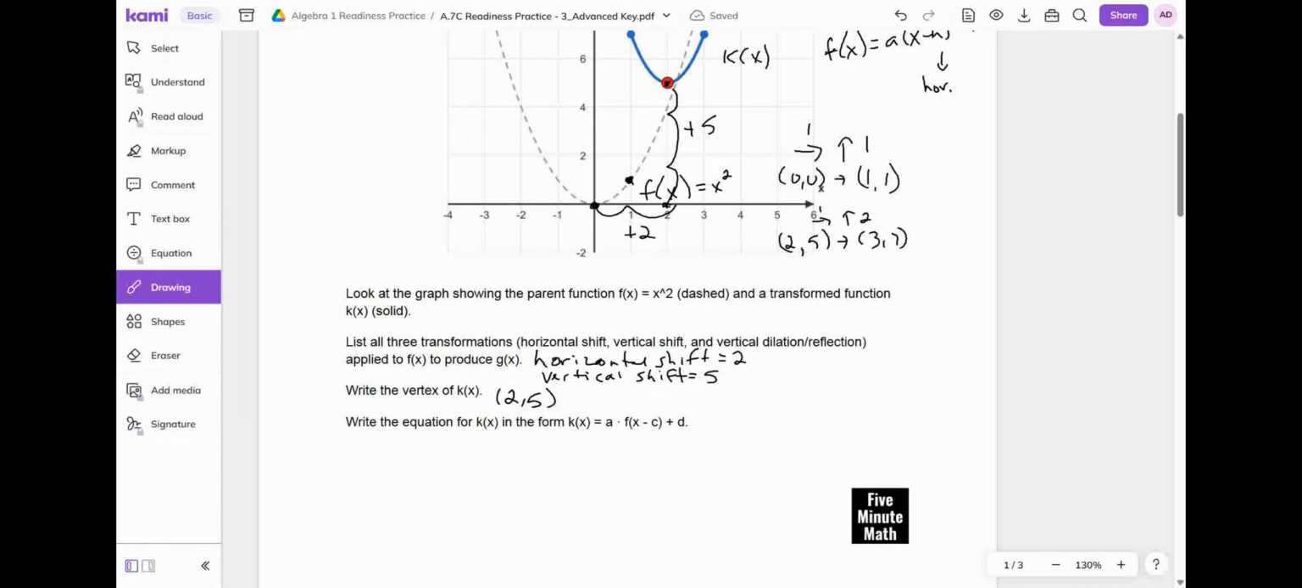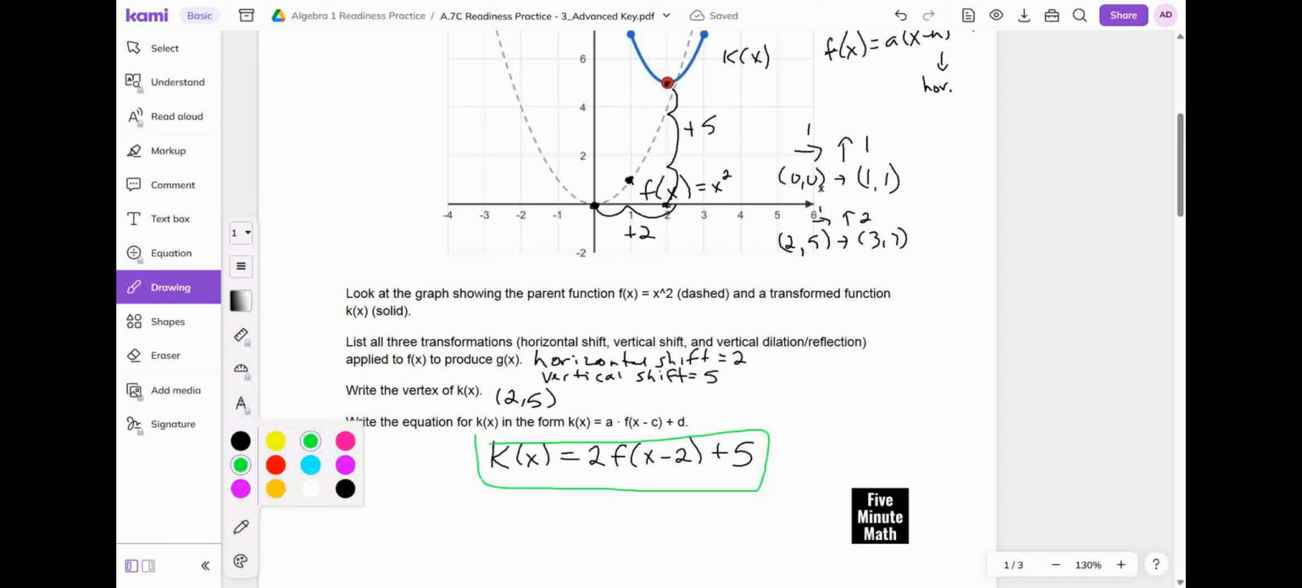Now we need to write the equation. So k of x equals, we have a vertical stretch of 2, then f of x minus, what did we say our horizontal shift was? It was 2, plus what's our vertical shift? 5. So there's our final equation for k of x in terms of f of x.